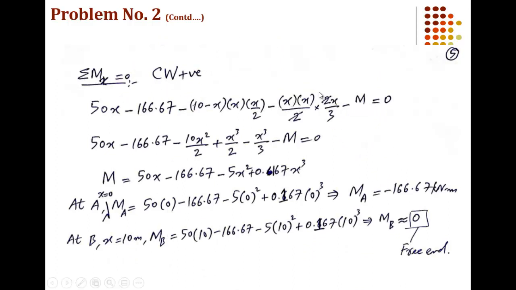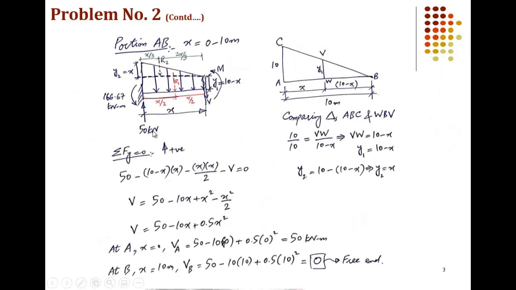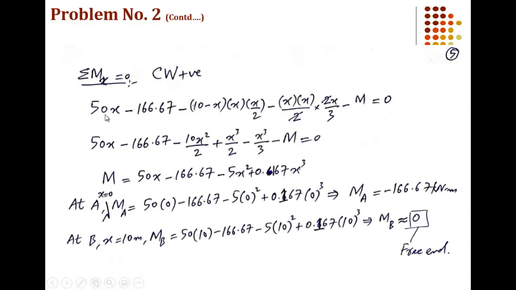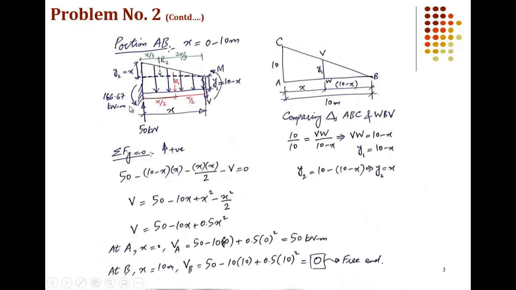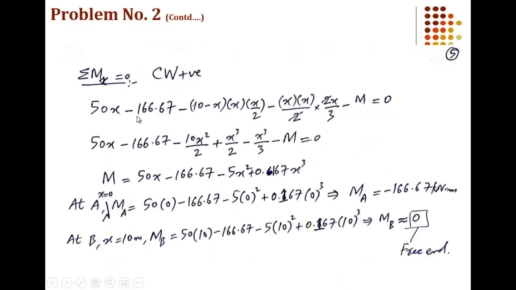Now let's write down the equation of bending moment. 50 into x. Okay, we have the figure on the other slide, so I'll keep on moving back and forth. 50 into x. Now 50 is the magnitude of the force, x is the lever arm with respect to the section, and it is producing clockwise moment, so it should be positive 50 into x here. Then we have this reaction 166.67, and it is in counterclockwise direction, so minus 166.67 kilonewton meter.